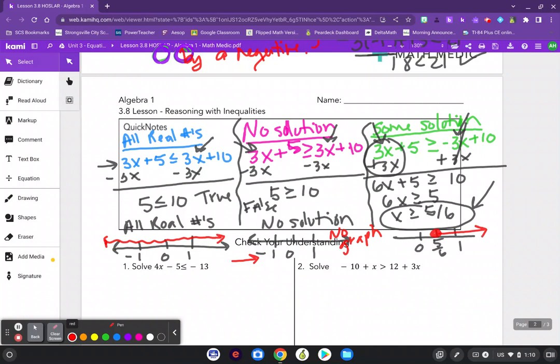Okay, so the students then worked on the check your understanding. The answer key is posted for you, and the homework was the 3.8 practice. If you have questions, let me know.